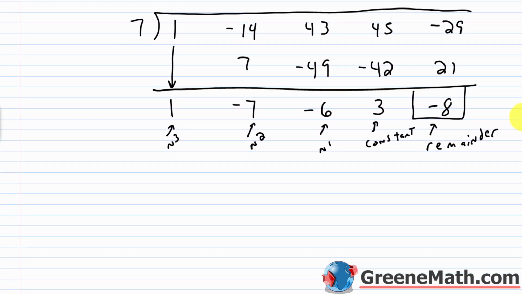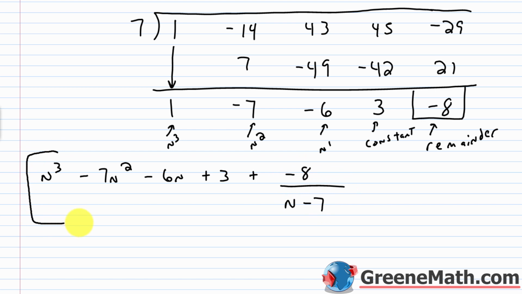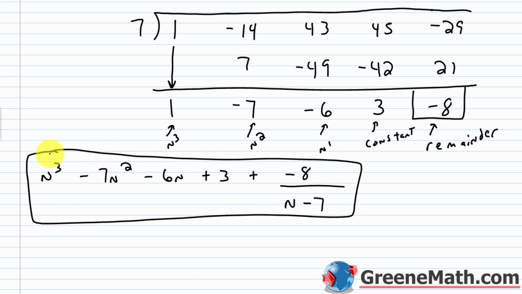All right, so let's write our answer now. We would have 1 times n cubed, or just n cubed, then minus 7n squared, then minus 6n, then plus 3, then plus negative 8 over, remember our divisor was n minus 7. So this is your answer here. You end up with n cubed minus 7n squared minus 6n plus 3 plus negative 8 over n minus 7.